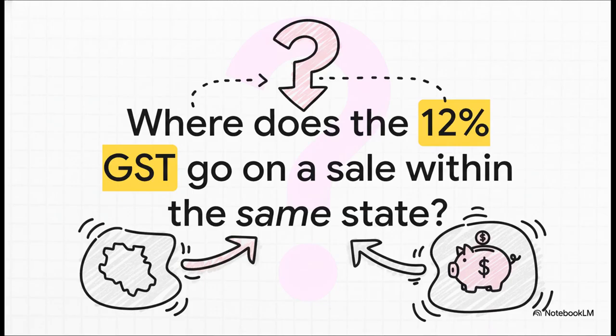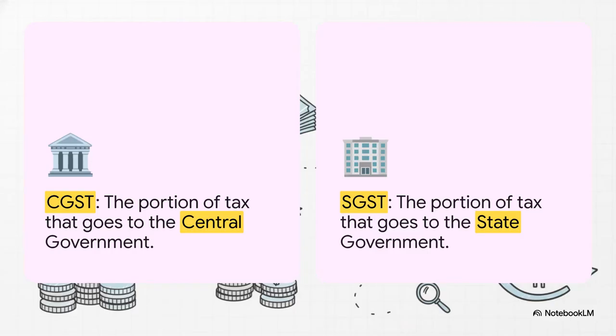Now, this brings up a really important detail. Because this particular sale is happening within a single state, what they call an intrastate sale, that 12% GST doesn't just go into one big pot. Nope, it actually gets split up. And it's split right down the middle into two parts. You've got CGST, that's the central government's piece, and you've got SGST, which is the state government's piece. This way, both levels of government get their share of the revenue from the sale.